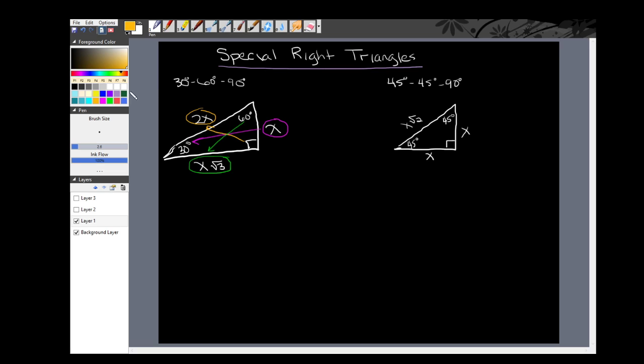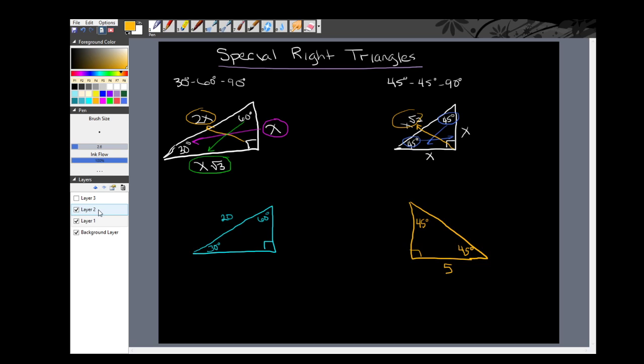On a 45, 45, 90 right triangle, however, these two angles are the same. So what that means is that these legs are the same. If I want to find the hypotenuse of that triangle, the side across from the 90, I can just take the length of one of those legs and multiply it by the square root of 2. That being said, if I know the hypotenuse of this triangle, I can divide it by the square root of 2 to go backwards to get the legs. That same idea applies to my 30, 60, 90.